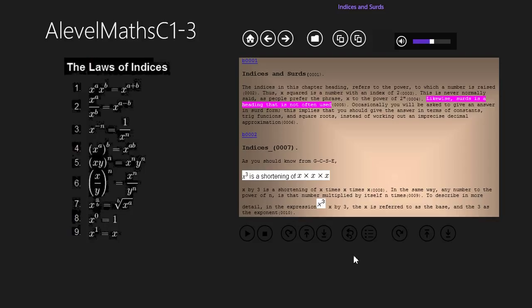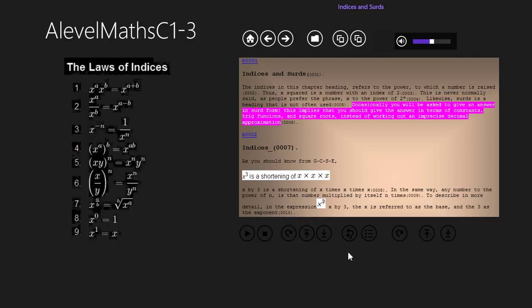Likewise, surds is a heading that is not often used. Occasionally you will be asked to give an answer in surd form. This implies that you should give the answer in terms of constants, trig functions, and square roots, instead of working out an imprecise decimal approximation.